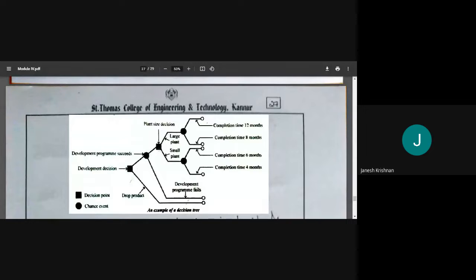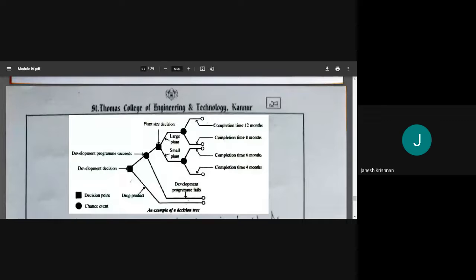So we have decided to make a new type of building material for plastering. Our product development program succeeded. Now the next step is we need to make a plant. So that is a decision. We need a plant.